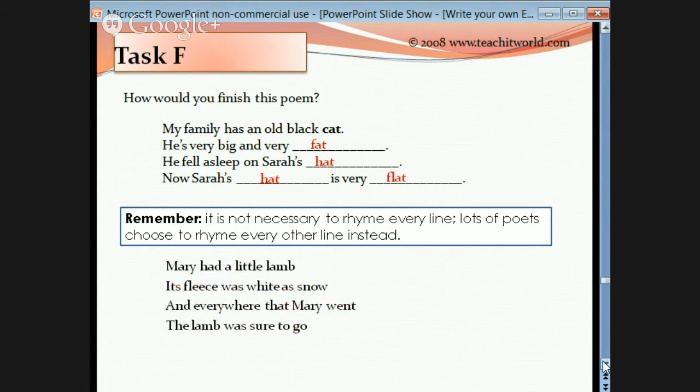So here is an old nursery rhyme that shows the rhyming every other line. Please read it. And can you read it aloud, please? Yes. I read it in my mind. Mary had a little lamb. Its fleece was white as snow, and everywhere that Mary went, the lamb was sure to go. Okay, so which words are rhyming in that little poem? Snow and go. Right.